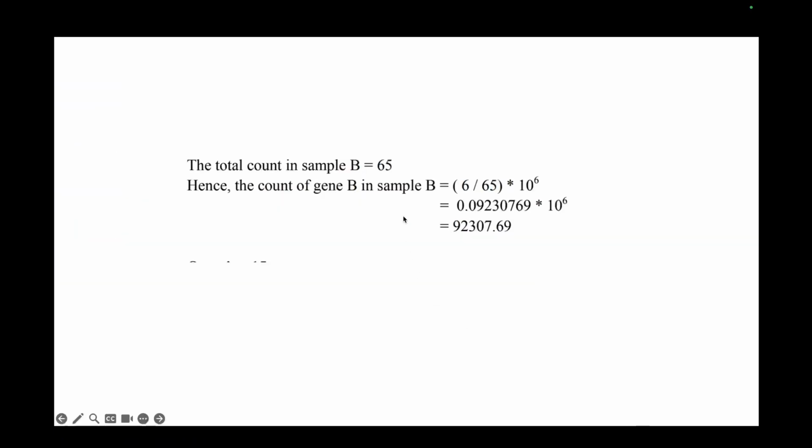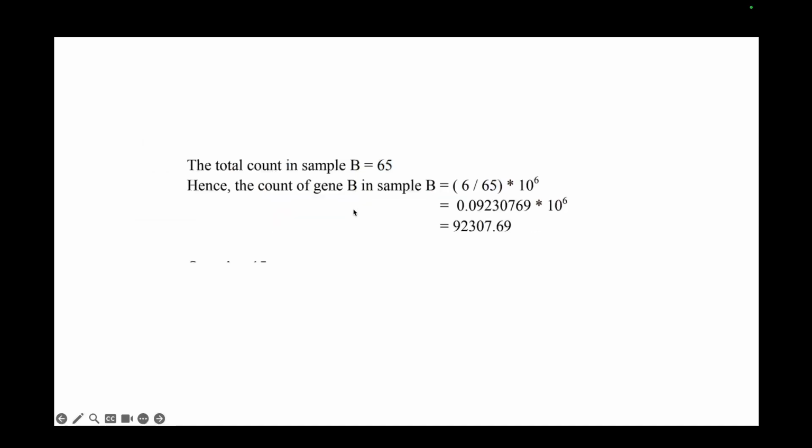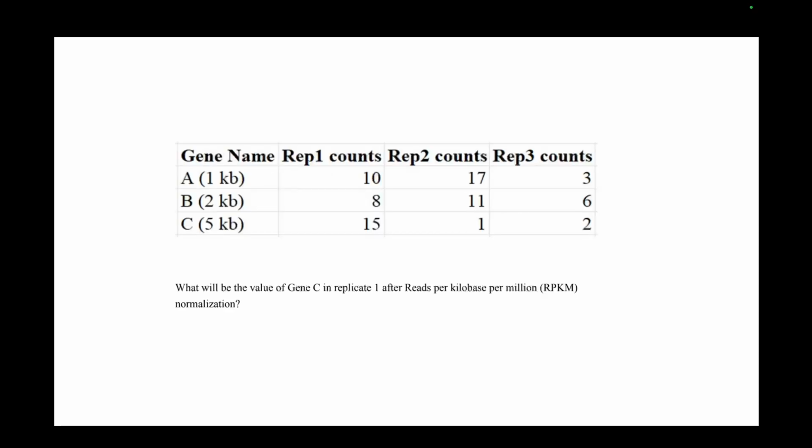If you add this up, the total count in sample B, 9, 6, 5, 25, and 20, you get 65. Then the count of gene B in sample B will be 6 divided by 65 times 10 to the power 6. So yes, that's correct.